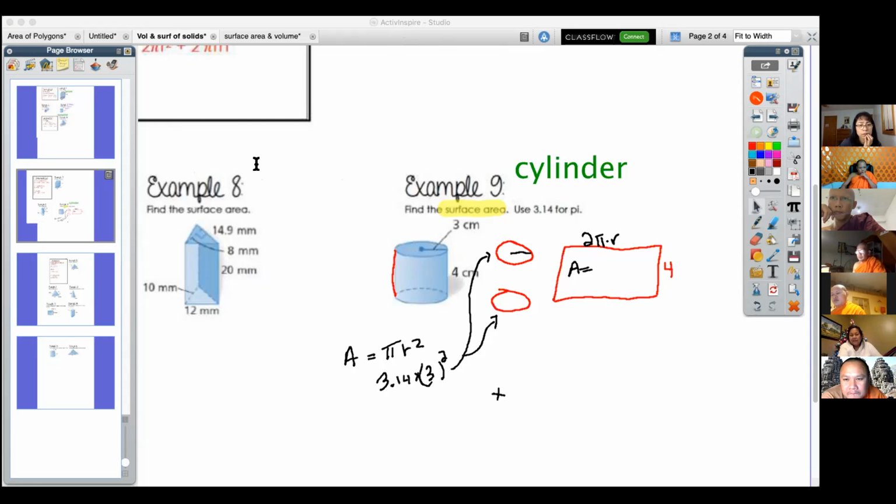Now we multiply the 4 by 2 pi radius. So the length is 2 pi radius, which is 18-something. So 2 pi, so we go 2 times 3.14 times 3.